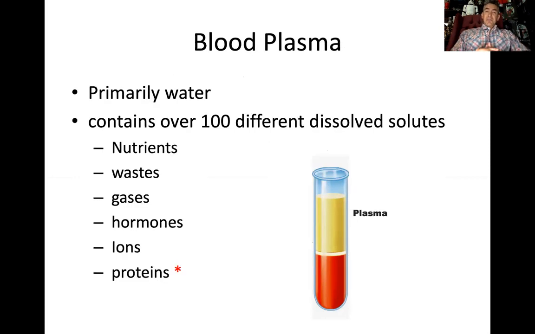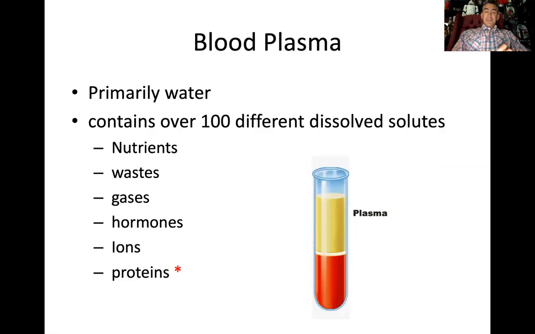So plasma, what is plasma? Plasma is basically water. It's water with a bunch of dissolved components: nutrients, waste, gases, hormones, ions, proteins. So anything and everything that's in your body floating around will be dissolved in the blood plasma. Again, very separate from the white cells and the red blood cells.